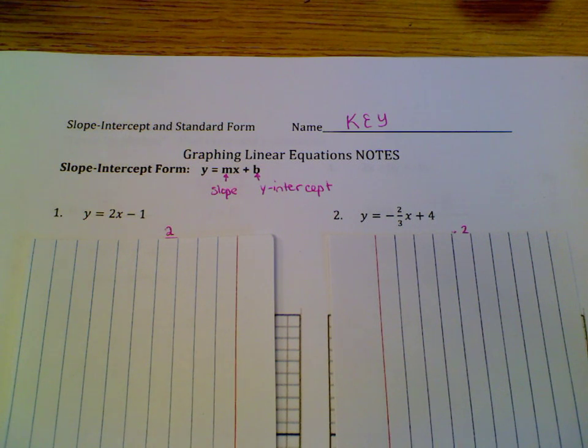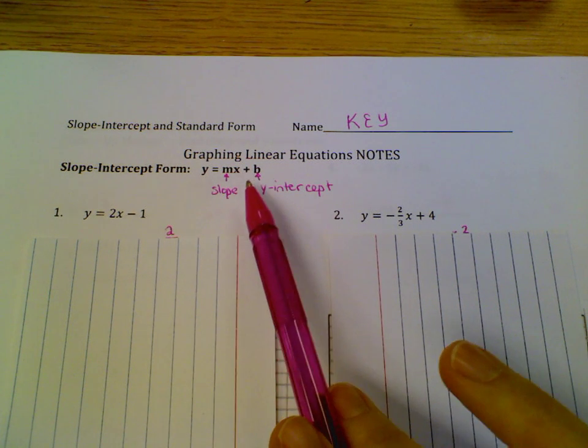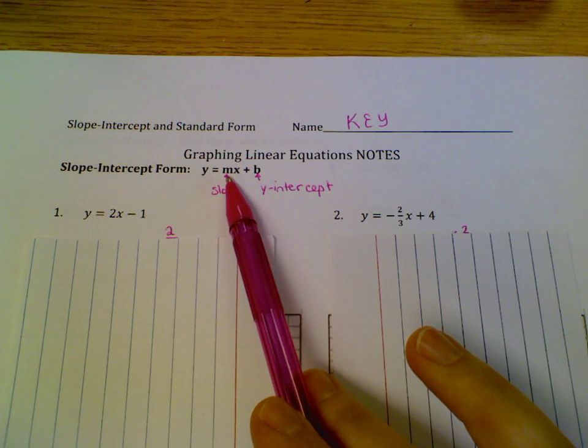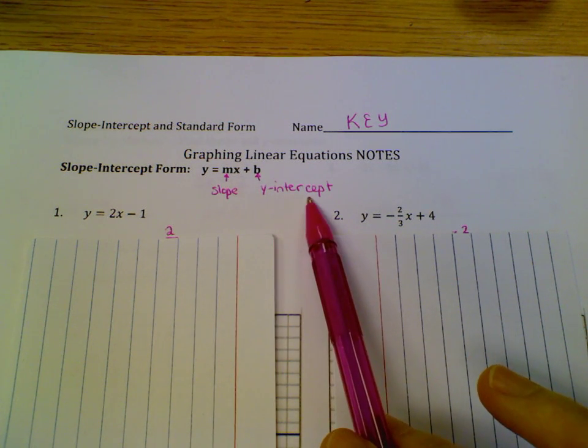We are going to start reviewing how to graph linear equations. And so the first type was in slope-intercept form. So if you remember, slope-intercept form is y equals mx plus b. And the slope is the number in front of the x, so that's just the m. The b is representing the y-intercept.